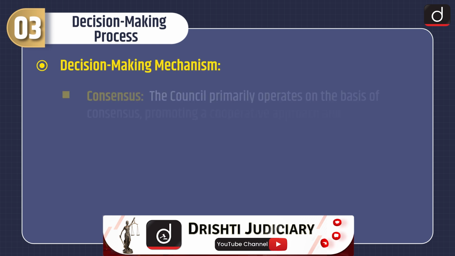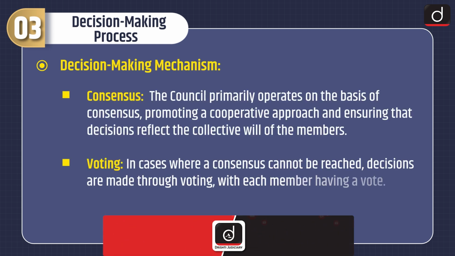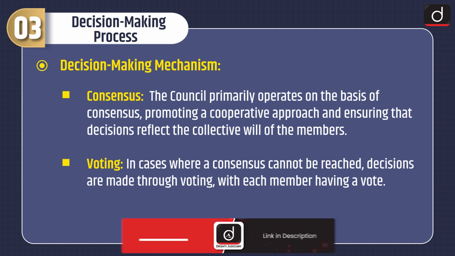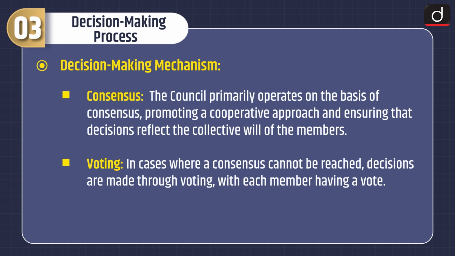Decision-making mechanism. Consensus. The Council primarily operates on the basis of consensus, promoting a cooperative approach and ensuring that decisions reflect the collective will of the members. Voting. In cases where a consensus cannot be reached, decisions are made through voting, with each member having a vote.